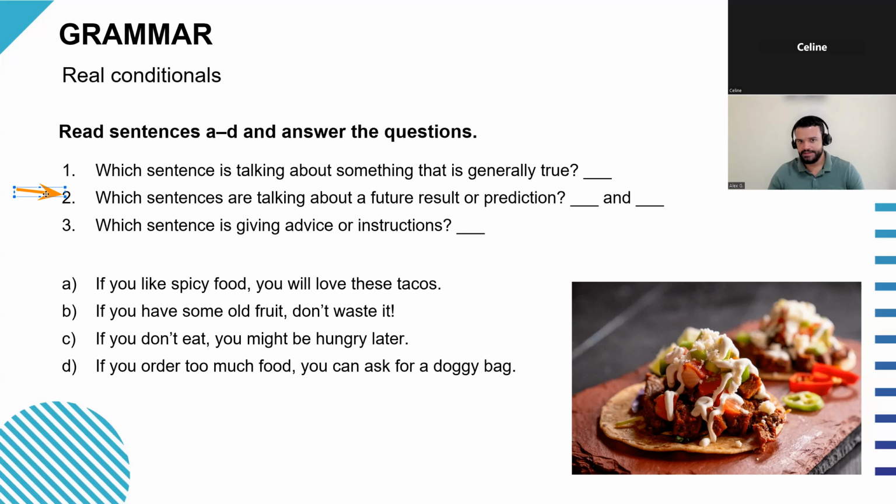Which sentences are talking about a future result or prediction? And then number three, Celine. Which sentence is giving advice or instruction? Excellent. So here we have multiple options. The options are A, B, C, and D. Let's look at A. If you like spicy food, you will love these tacos.